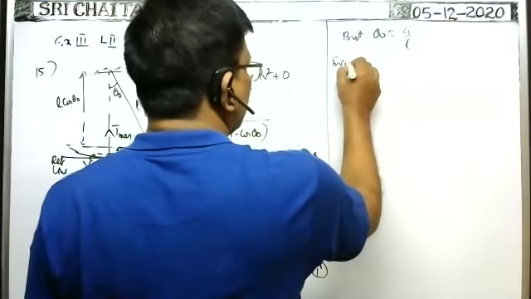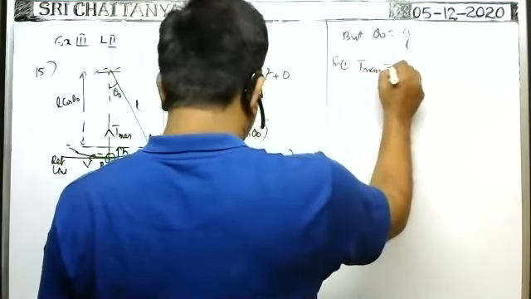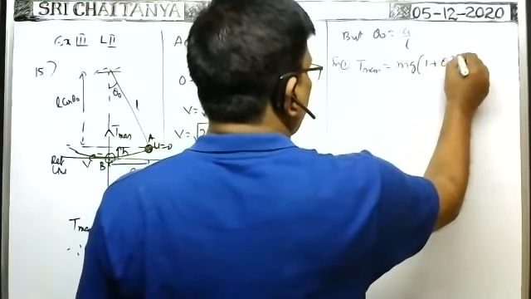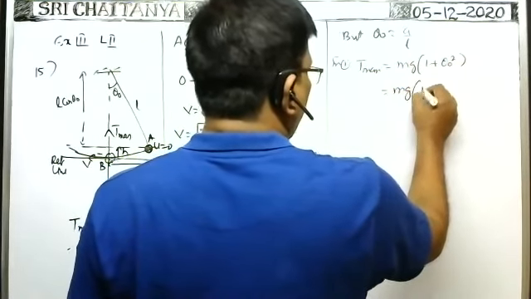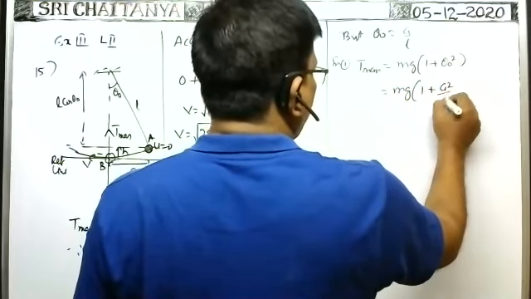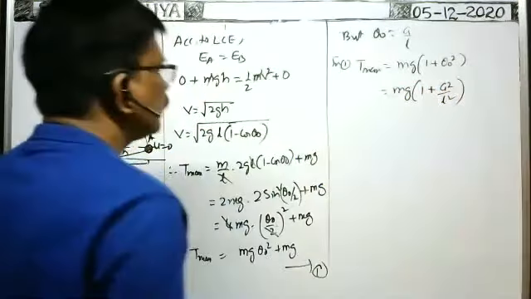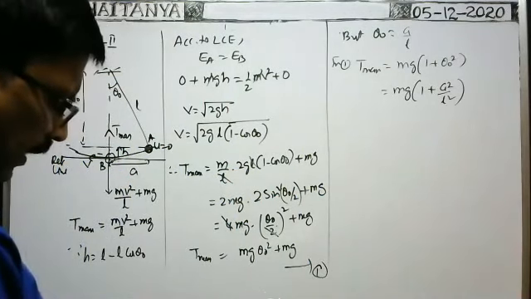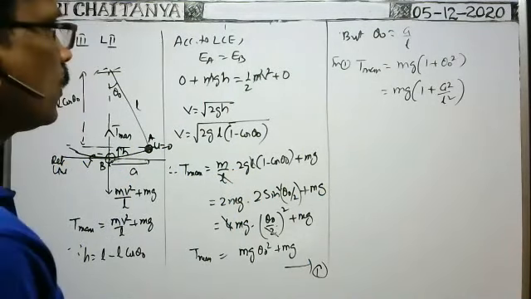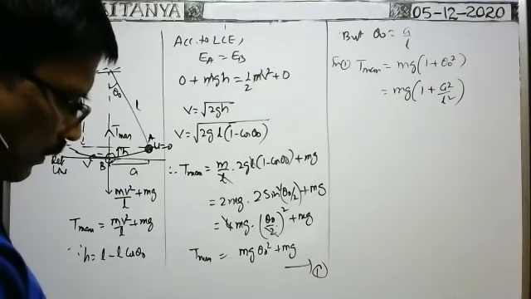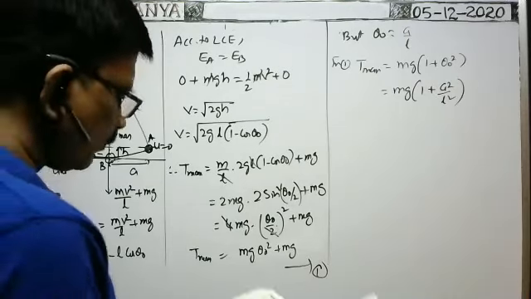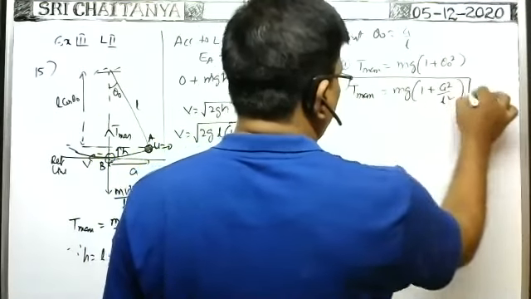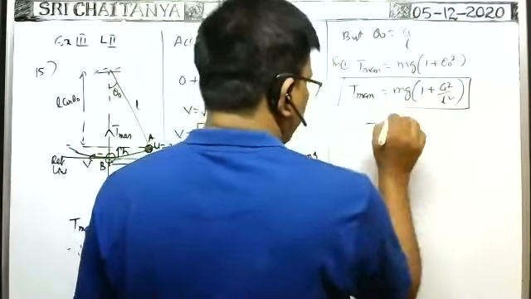Therefore, from 1, maximum tension Tmax is equal to mg, you take common, 1 plus theta naught square. That is equal to mg of 1 plus theta naught square, which means A square by L square. I think this may be the answer. Yes, mg of 1 plus A by L whole square. Yes, that is the answer. A by L whole square means option B is correct, no? Option B is correct. It is the maximum tension in the spring. Option B is correct.